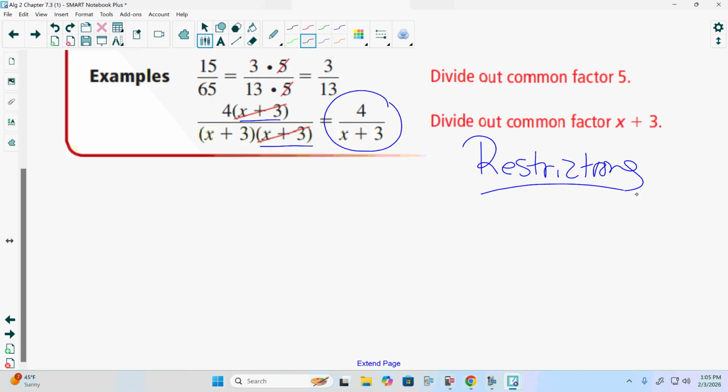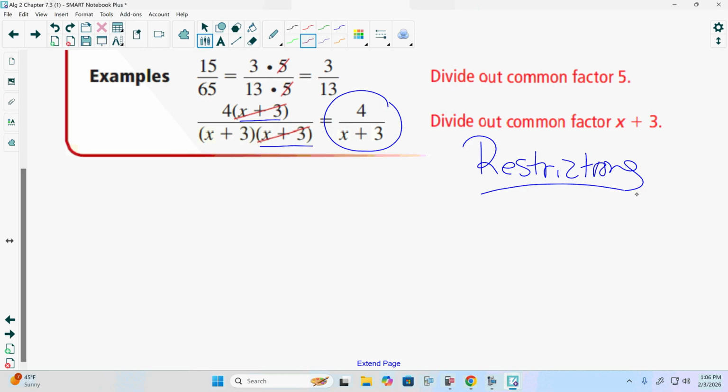Now we do also have something called restrictions. A restriction is any value for x or a variable that would make the denominator be 0. Those are our restrictions. Now we talk about it in terms of equations, rational equations. We call those extraneous solutions. An extraneous solution is a solution we get from solving that does not work in the original problem, that does not work in the original context.